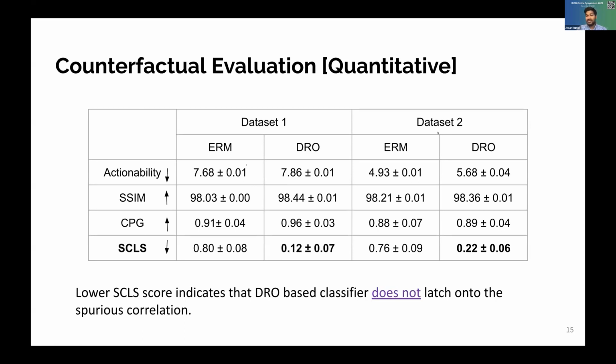Similar for dataset 2, which is the actual medical devices spurious correlation. In that case as well, we see a lower SCLS score for a DRO-based optimization network. So from this, we evidently conclude that DRO-based classifiers do not latch onto the spurious correlation. But if you want to address the concern of whether it latches onto the disease pathology, that requires more validation, where we ideally want to have a ground truth for disease pathology.